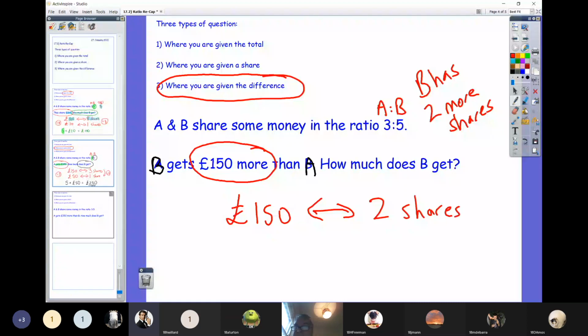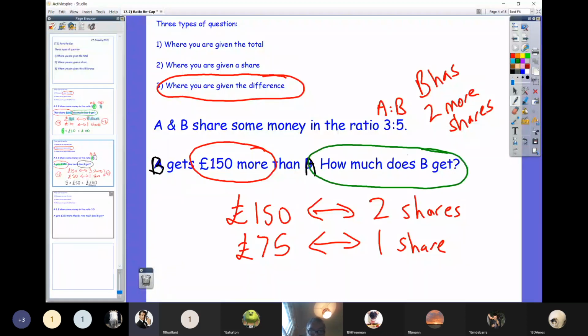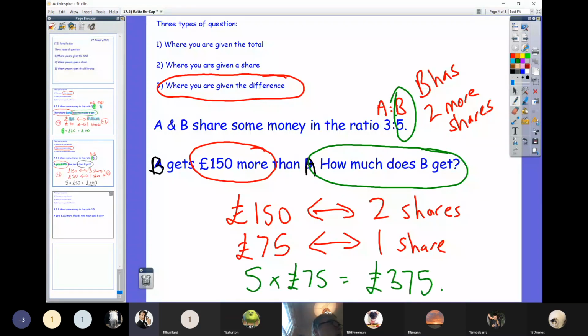So how much does B get? Question says how much does B get? Well, B has the 5 shares, so 5 times 75, which is 375. So apologies for wasting 5 minutes of your life. Okay, that's it. So I will stop the record.